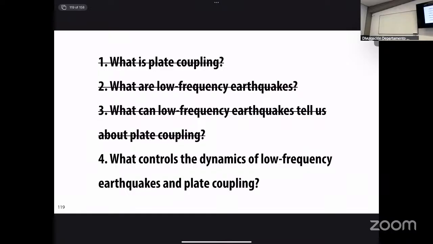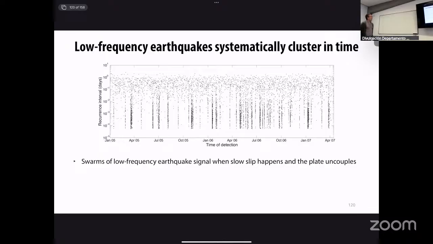All right, so in the last 10 minutes or so, I'll tell you a little bit about our most recent work, trying to think about what controls the dynamics that we've just been talking about. So I've already showed you this multiple times now, but the point I want to start with here is that these low frequency earthquakes are always characterized by these clusters or swarms that happen in punctual bursts. And I've shown you earlier that when this happens, we can explain the geodetic data by suggesting that this is when the plate uncouples and there's slow slip happening.